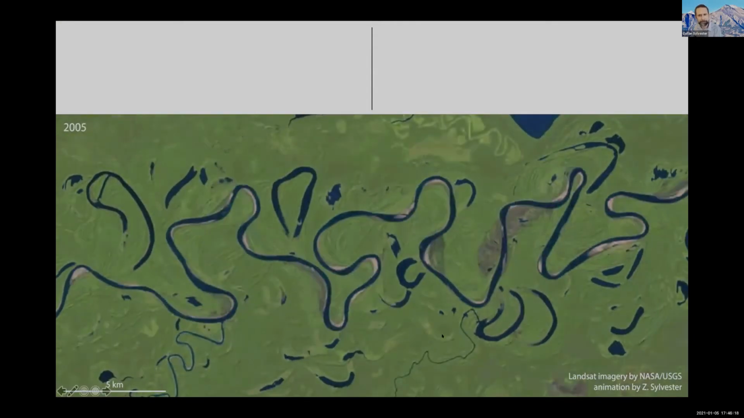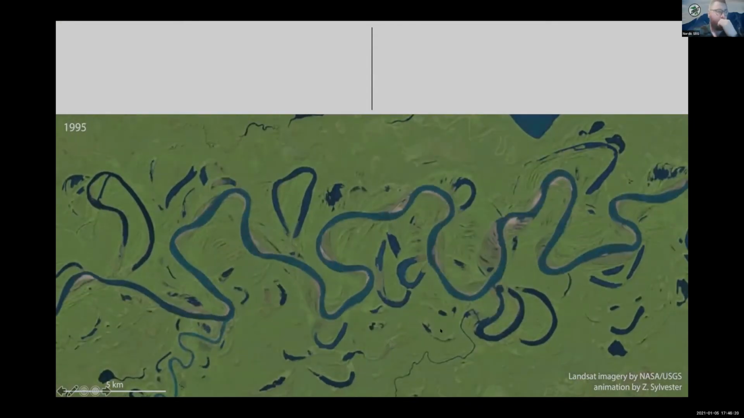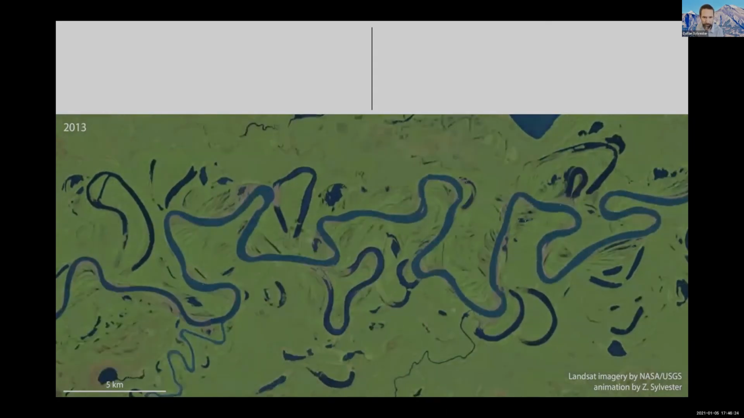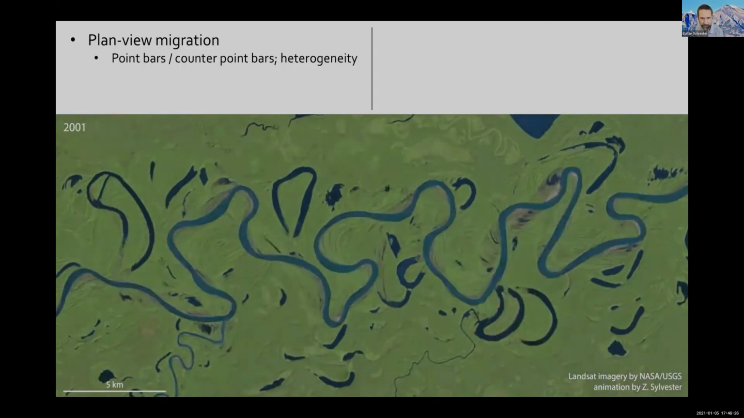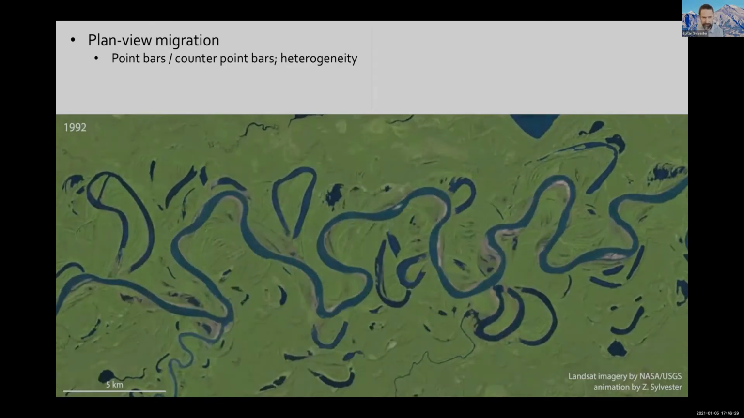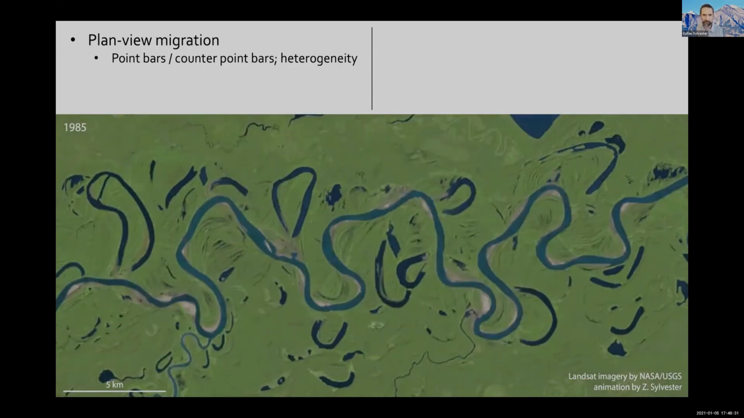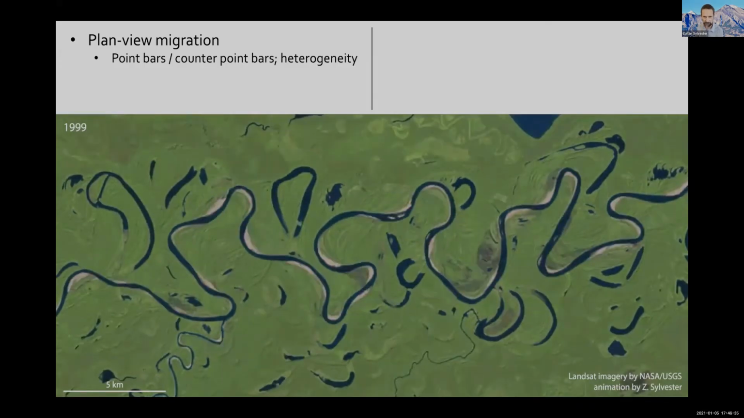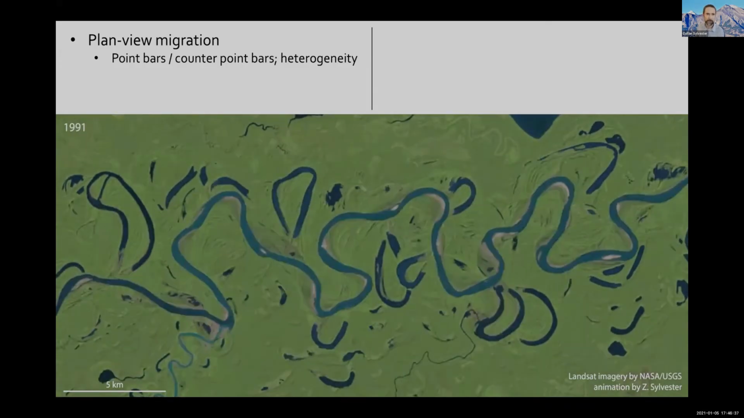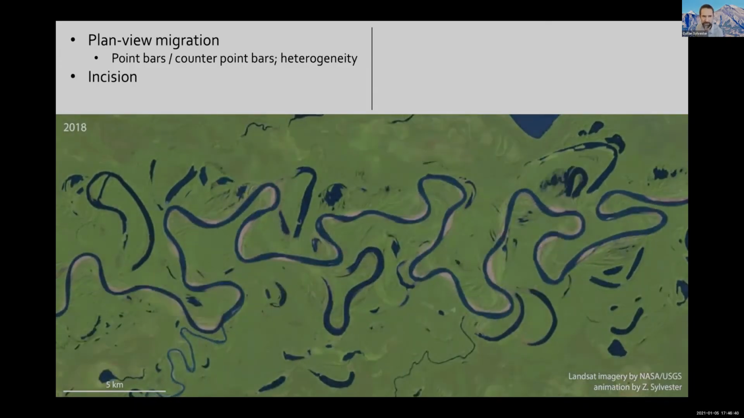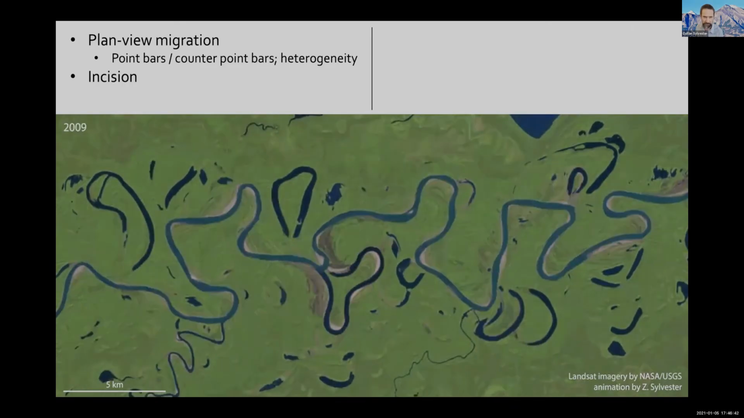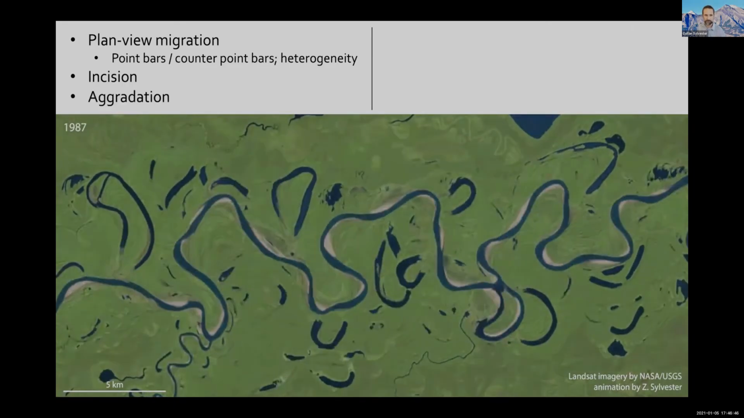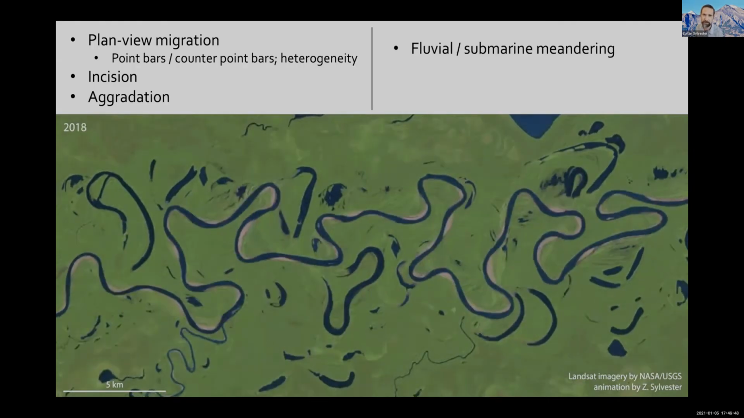The way I want to go through this is to discuss three main, very broad points. The first one is plan view migration in meandering systems. And within that, I want to talk a bit more about point bars and counterpoint bars and how they influence heterogeneity. The second is incision in meandering systems. And the third one is aggradation, and how these two impact the stratigraphy.